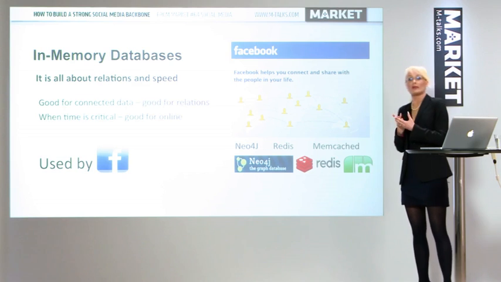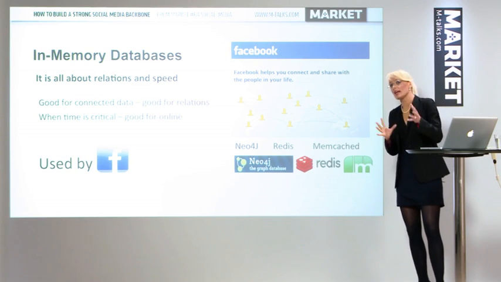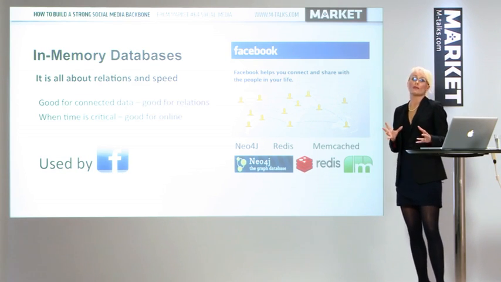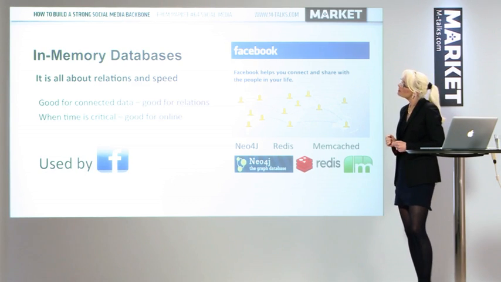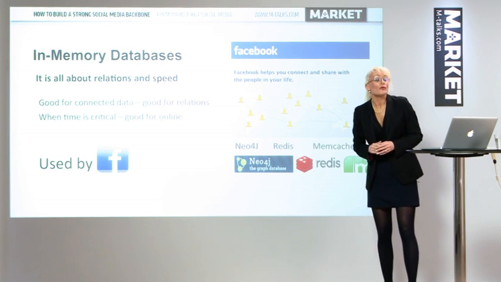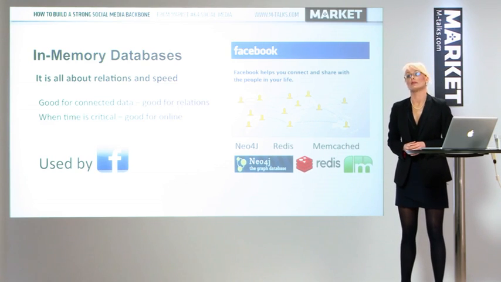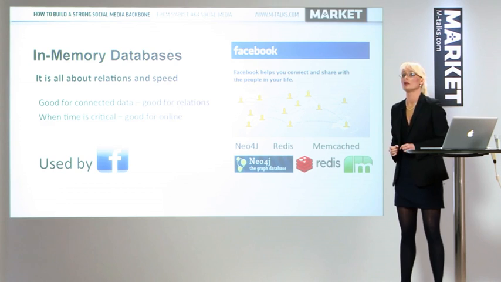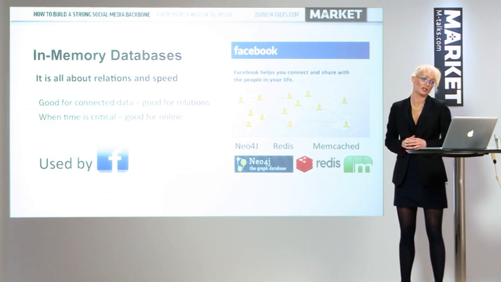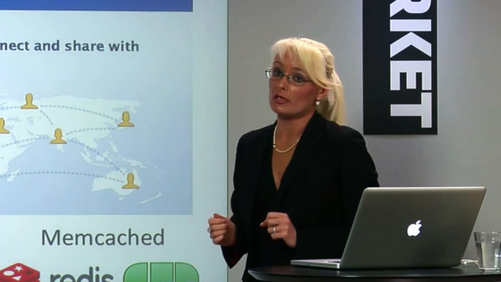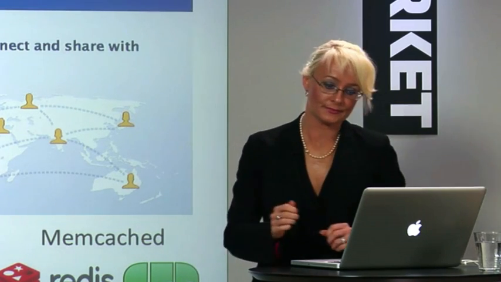I want to look at 4 different members of this family so you can get an insight into what you can choose from when you build a social media architecture. One of them is called in-memory databases. And in-memory databases are used by Facebook, for example. So they are all about relations, how you build relations and you push data between these different relations. So they are good for everything that is related to each other, connected data, and everything that needs to be quick and goes on online.